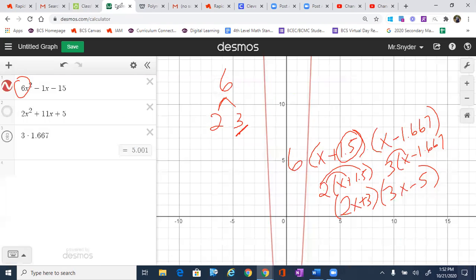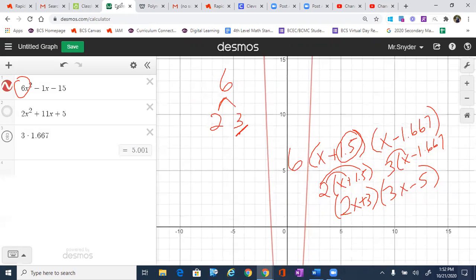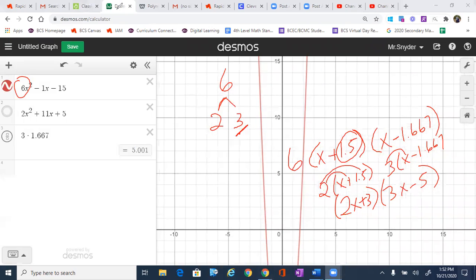We come back to Desmos, and all we need to do is take out the 2, put it right back up in front, because we did take out a 2 because that was our greatest common factor. Hope that helps. That one had a greatest common factor in it, and in addition, it had a leading coefficient that was not 1.